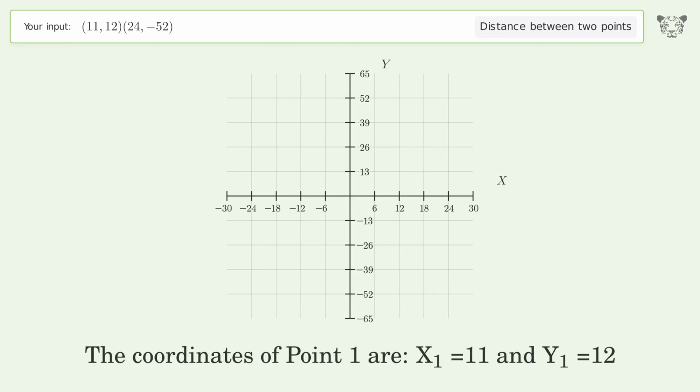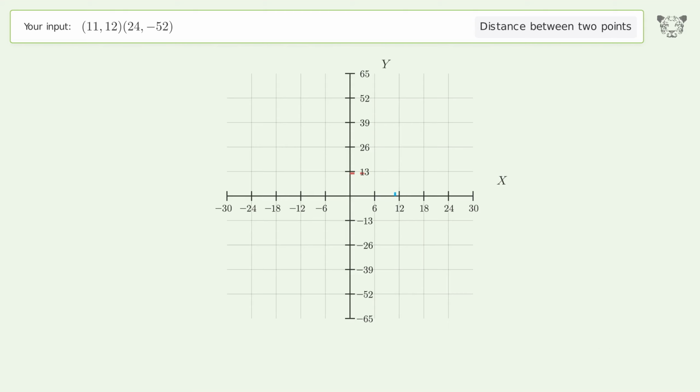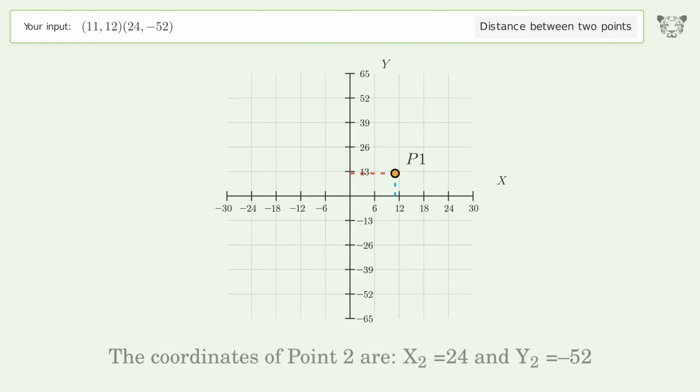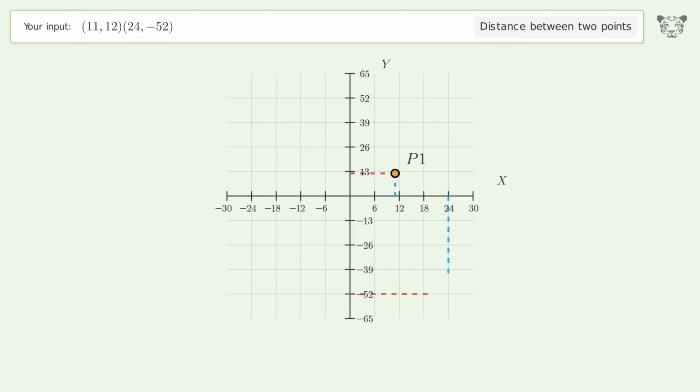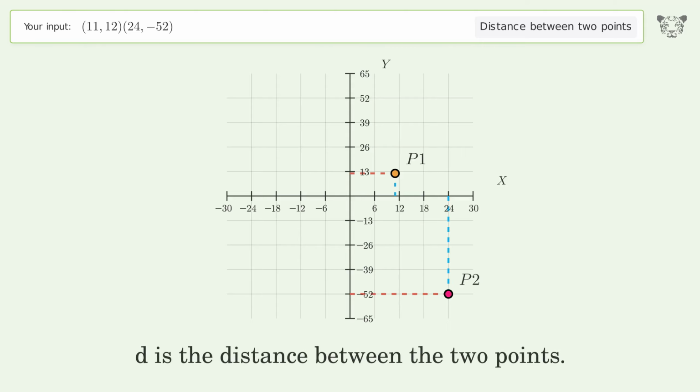The coordinates of point 1 are x1 equals 11 and y1 equals 12. The coordinates of point 2 are x2 equals 24 and y2 equals negative 52. D is the distance between the 2 points.